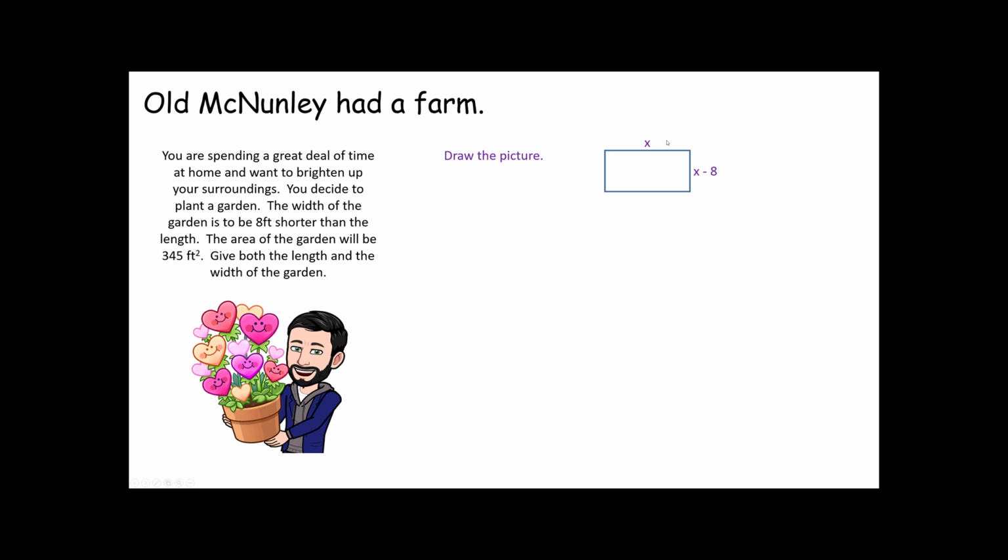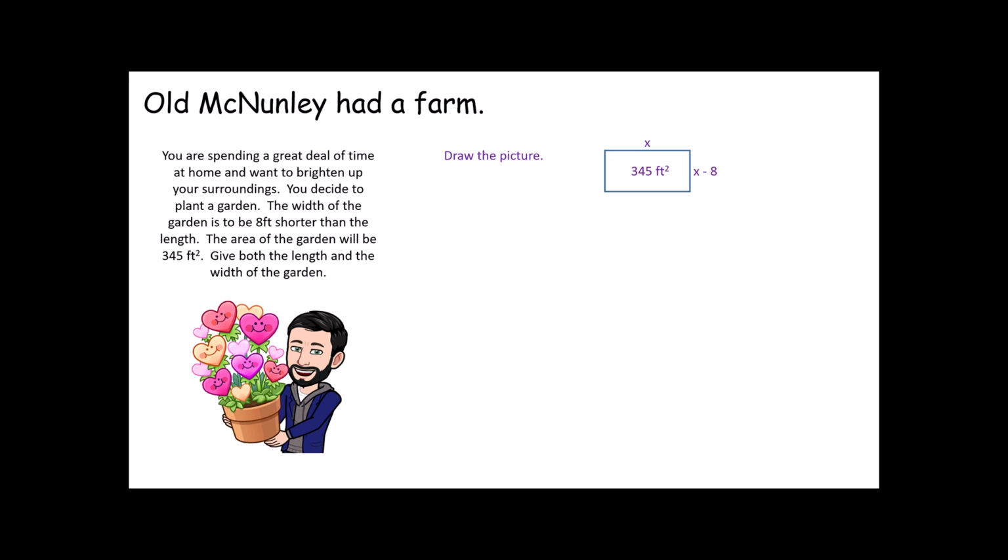Now, you could have said your width was x and the length was x plus 8, and that would have worked out just as well. It doesn't matter. What's important is that one of them has to be 8 different from the other. So you either know that x is the length and the width is 8 shorter, or you could call the width x and make the length 8 longer. Either way, the next sentence tells us the area of the garden is 345 square feet, and we're asked to find out what values of x would make that true.